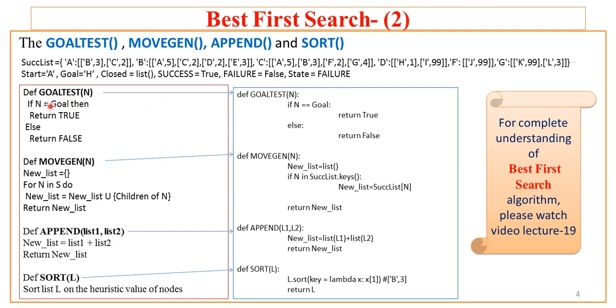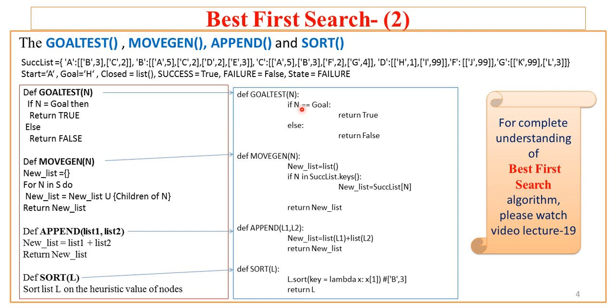Now let us first see the goal test function, how it is implemented. It is a very straightforward transformation: if the given node n is the goal, then it returns true, otherwise it returns false. And the straightforward transformation of this logic into Python is that using def you define the goal test function.